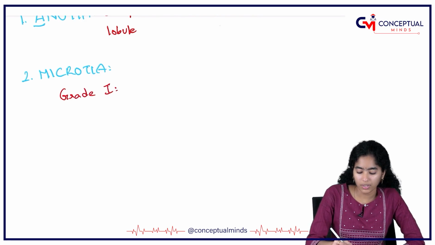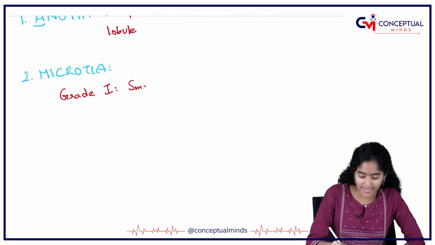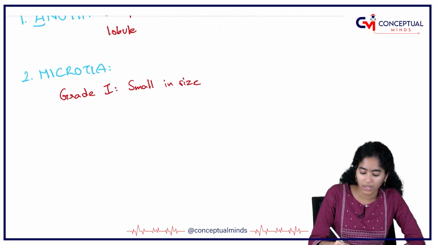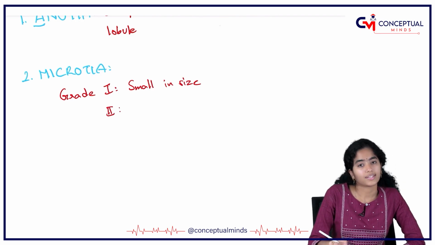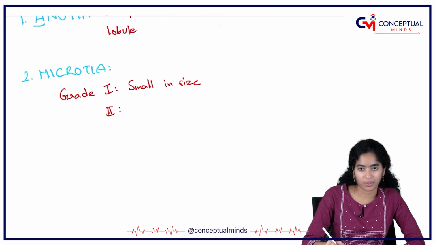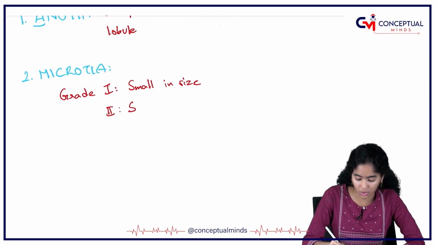the pinna is normal, but it is small in size. Size is the only problem. Whereas in grade 2, the size is also small, plus there is some abnormality in the shape, abnormality in structures.